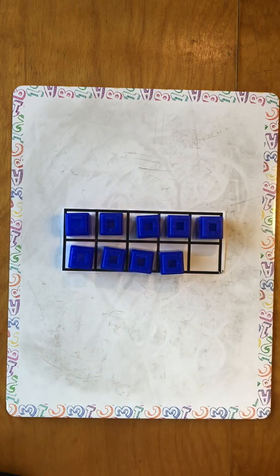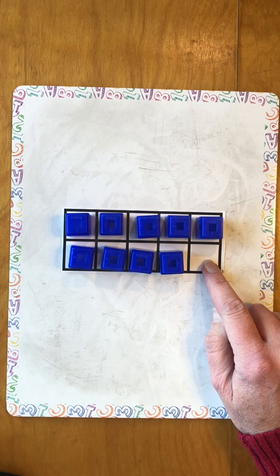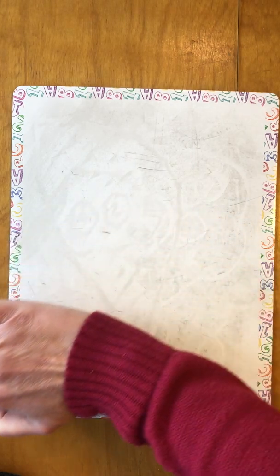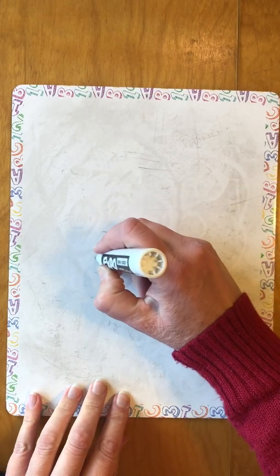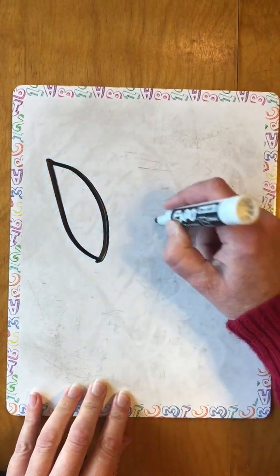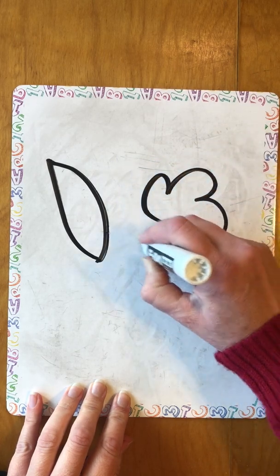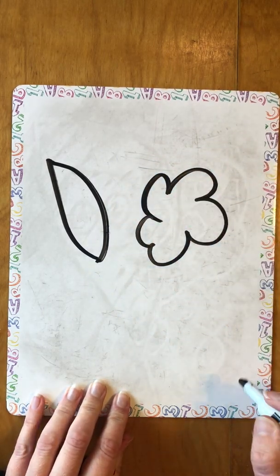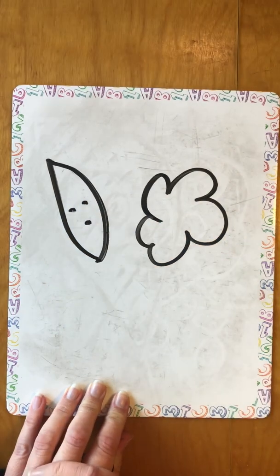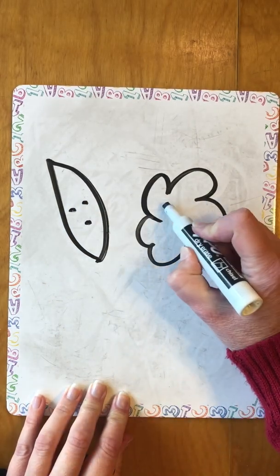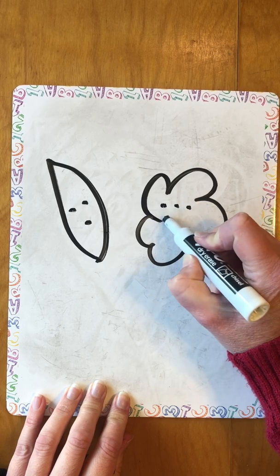Do you see how much that filled up that 10 frame? It's almost filled up. That means it is 9. Let's draw a picture to represent this problem. All right, so there were some bugs on a leaf and some bugs on a flower. How many were on the leaf? 3 bugs on the leaf, and how many were on the flower? 6.